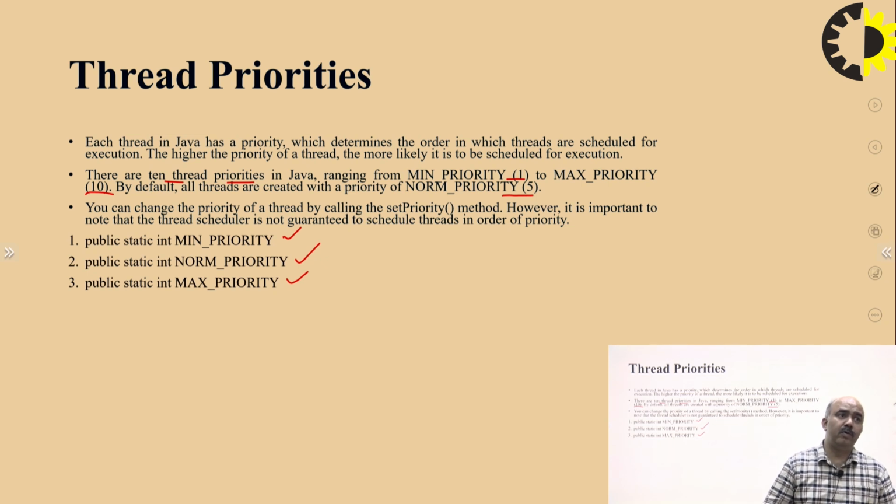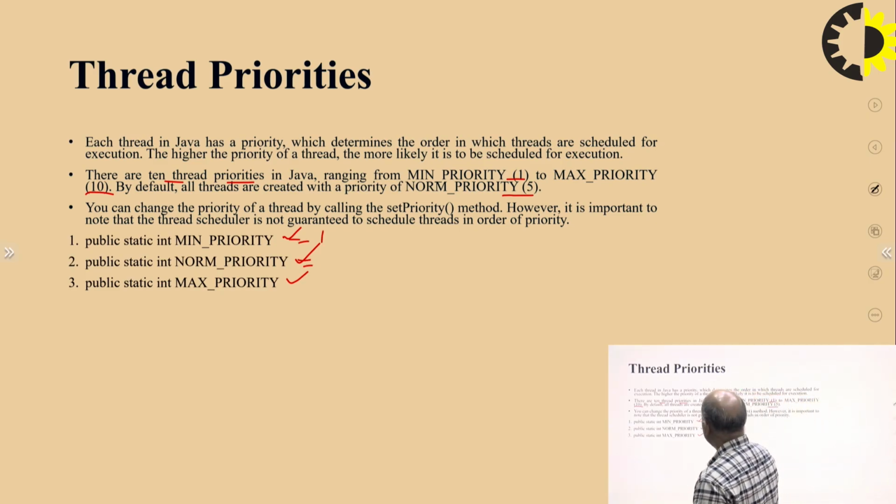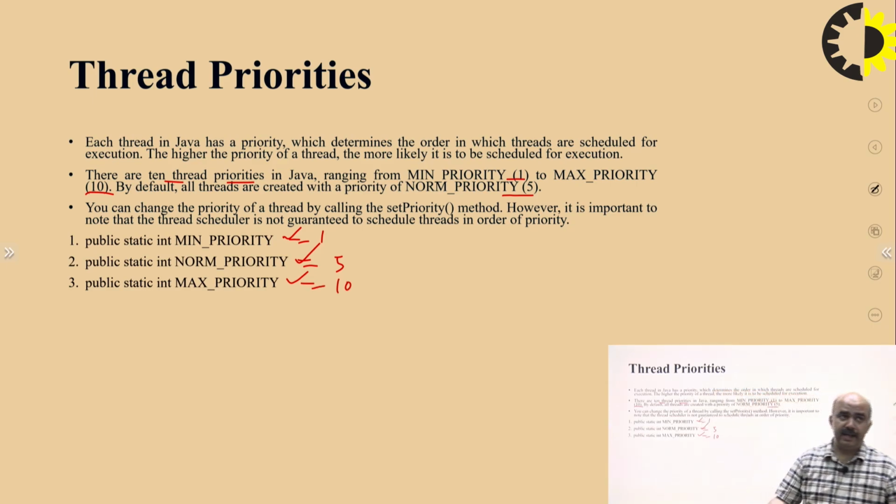However, it is important to note that the thread scheduler is not guaranteed to schedule threads in order of their priority. The constants are public static int MIN_PRIORITY, NORM_PRIORITY, and MAX_PRIORITY, with values 1, 5, and 10. Each thread in Java has a priority which determines the order in which it is scheduled, that is, gets resources and is executed. High priority threads will have higher priority for execution.